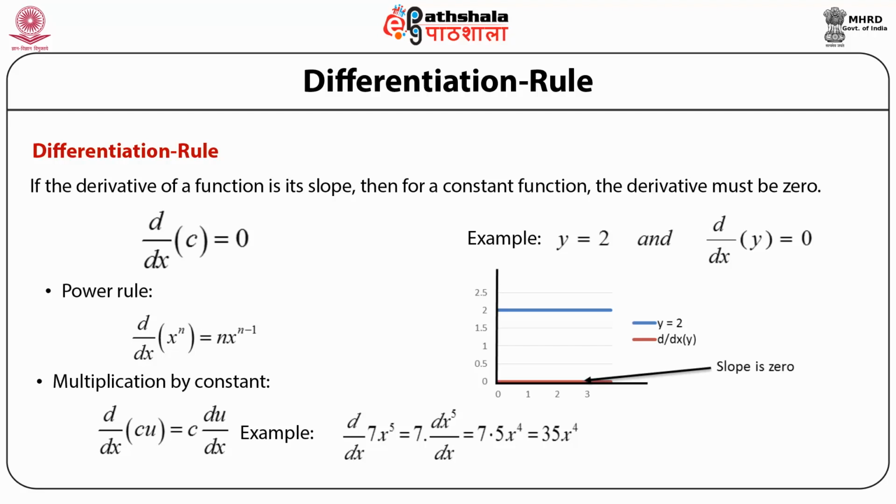An example: d by dx of 7x to the power 5 will be equal to 7 times d of x to the power 5 by dx, which is again 7 times 5 times x to the power 4, which is equal to 35x to the power 4.